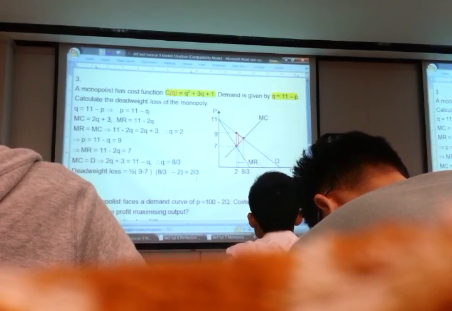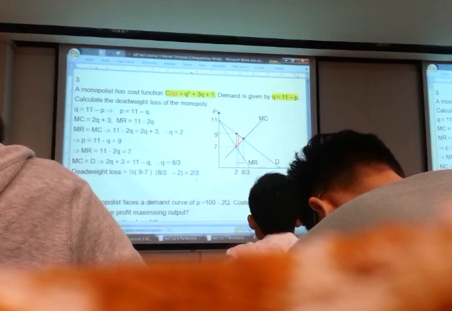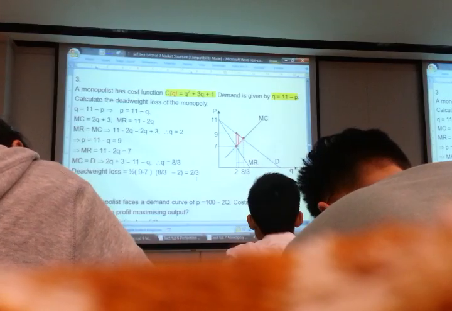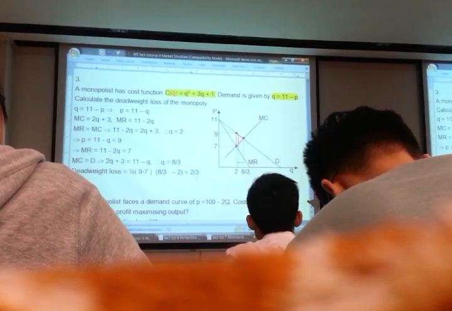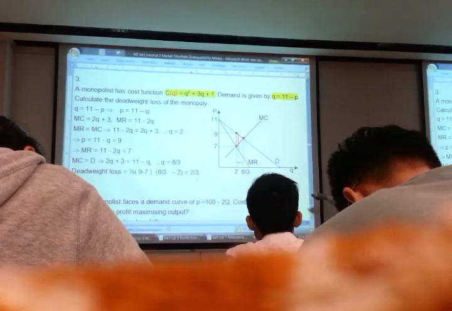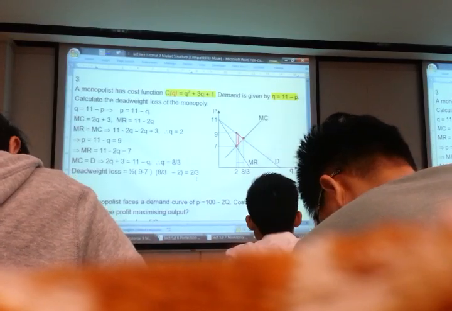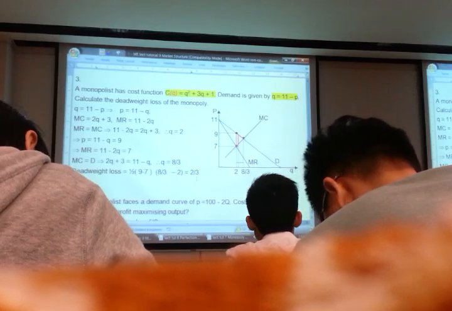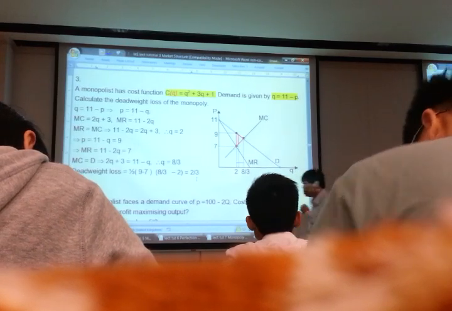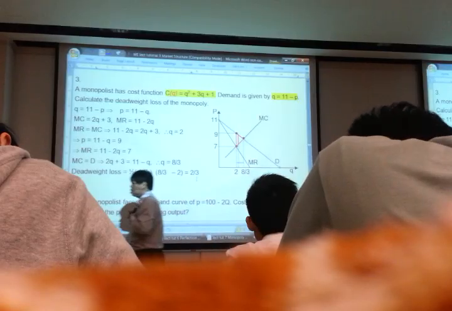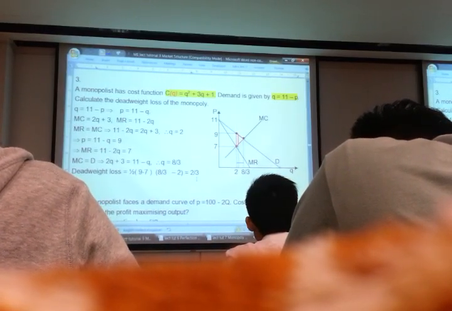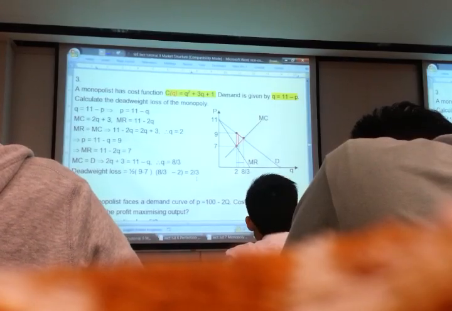And if you want to maximize profit, then they produce at MR equals MC. So they will purposely underproduce. Underproduce by how much? This amount. So in a monopoly, they underproduce by this amount. So this is called deadweight loss. Right. Now why is it called deadweight loss? By underproducing, why is this the deadweight loss?